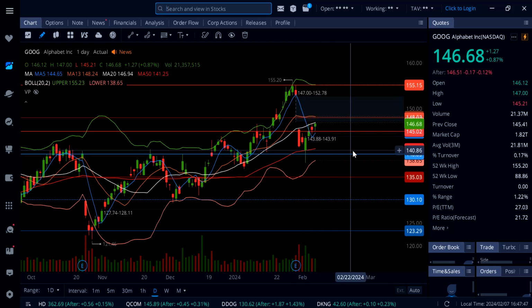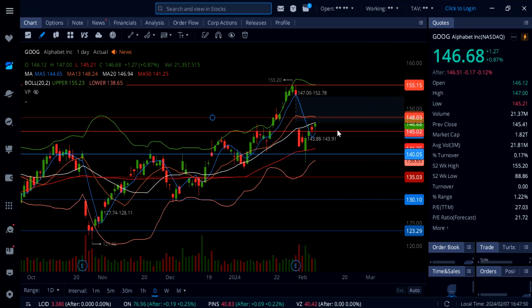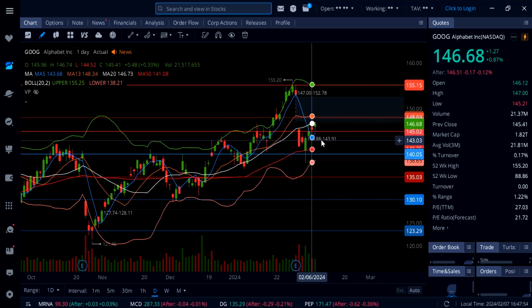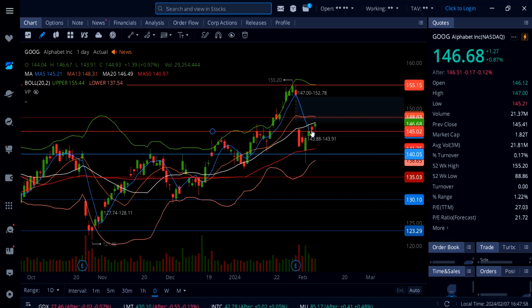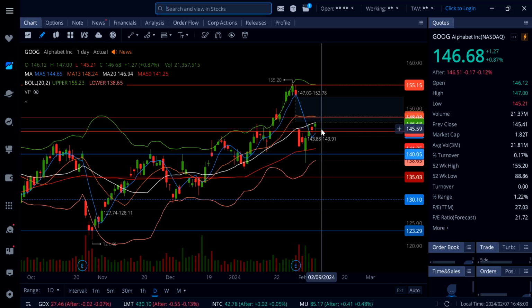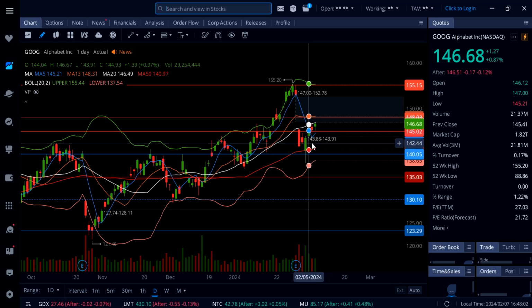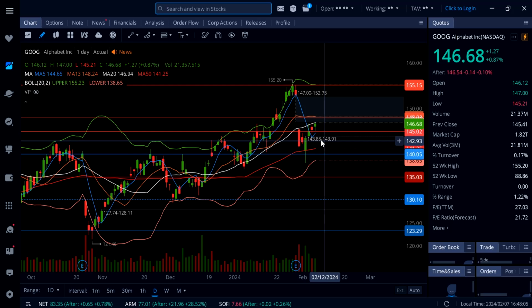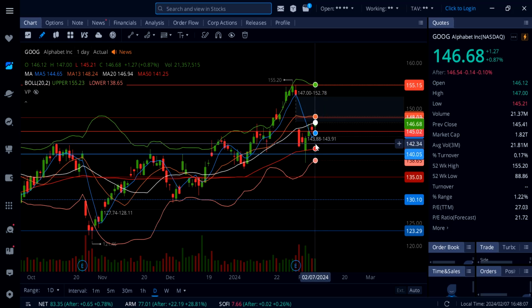To the downside, 145 again, and if you actually bought the dip at 145, again you made good money here day trading Google. Buying the dip at 145, and that's going to be support to watch going into tomorrow. And then this gap down here, 143.88, that's going to be also a strong support on Google.